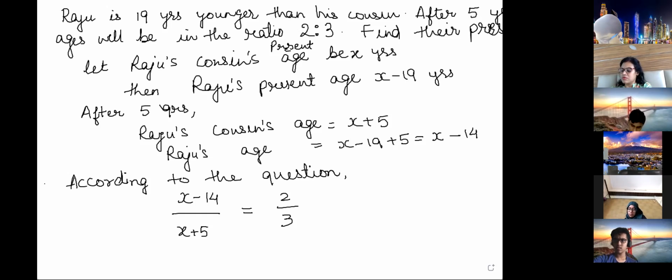Ma'am, x is equal to 52. Okay, I'm checking it. Yes, correct answer. X is equal to 52. But what is the question? Find their present ages. So Raju's cousin's age is 52 now. And then what is Raju's age? Find it out, Saklen.